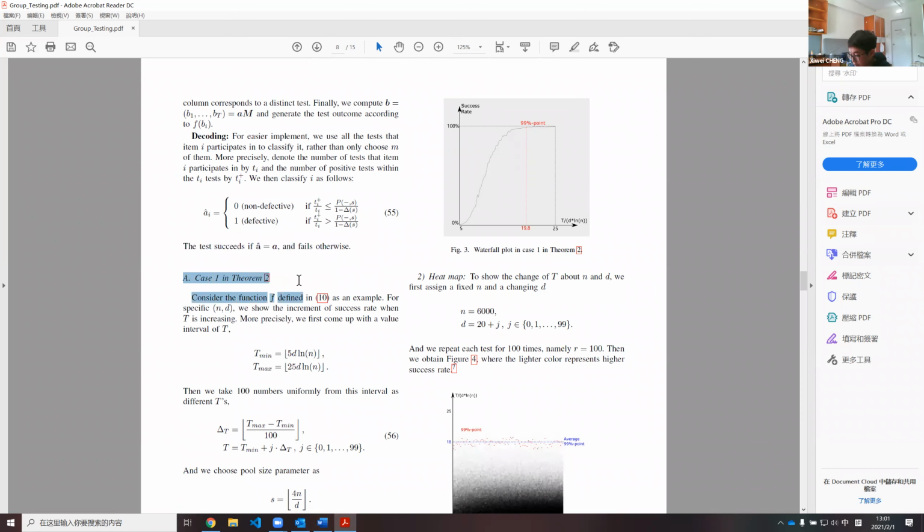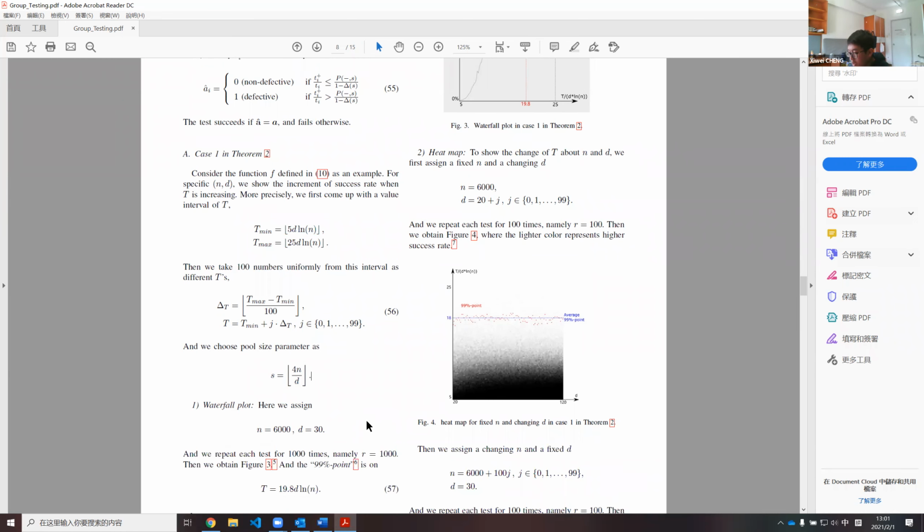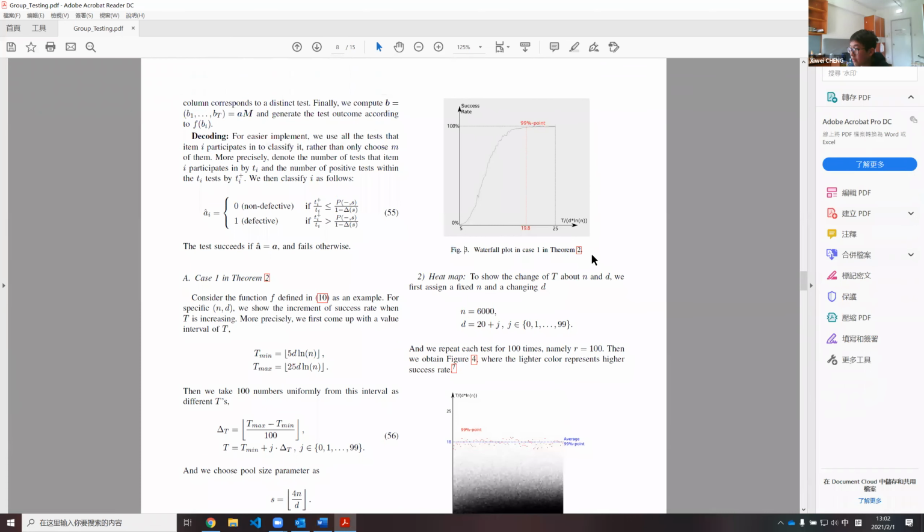First, for case 1, we will first set a value interval of t, which is 5d log n and 25d log n. Then we take 100 numbers from the interval to be the value of t, and the pool size parameter s is chosen as 4n over d. For the waterfall plot, we set n to be 6,000 and d to be 30. And we repeat one case for 1,000 times. Then we obtain figure 3. We obtain figure 3 here.